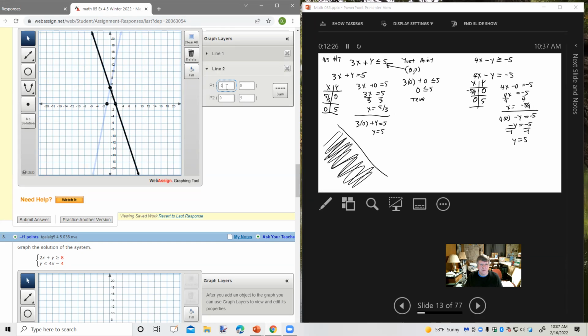Okay, so again, I've got to fix this. Negative 5/4, 0 and 0.5. This also includes the equals to, so it's a solid line.